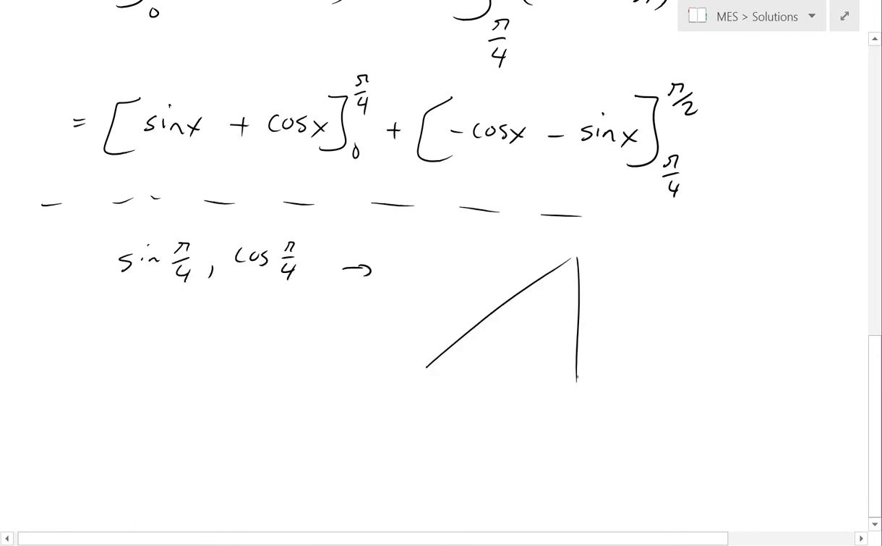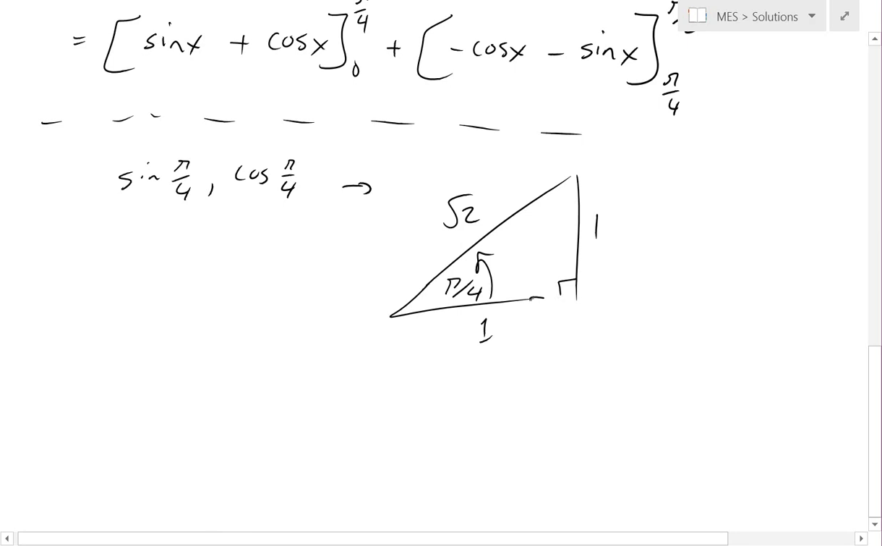If we draw a triangle with pi over 4 right here, this is 45 degrees. This side is going to be a 1, and this is going to be square root 2, or using just Pythagoras theorem, 1 squared plus 1 squared, all square root, is square root of 2. So both of these are equal to opposite over hypotenuse or adjacent over hypotenuse. They both equal 1 over square root of 2. Let's go back to this now.